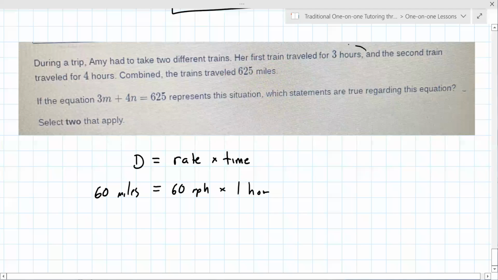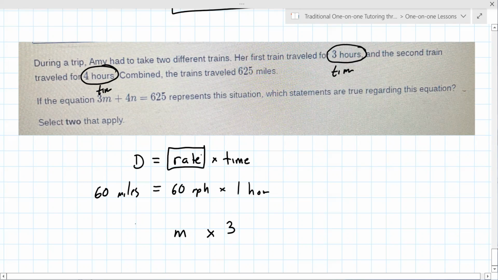Are they giving you the rate or the time? The time. They're giving you time. Okay, so they're not giving you the rate. So in this case, when it says 3m, they're telling you the time is 3, but they're using m for the rate. So the rate is m in this problem. Sorry, was there a question? No, I'm understanding it now.